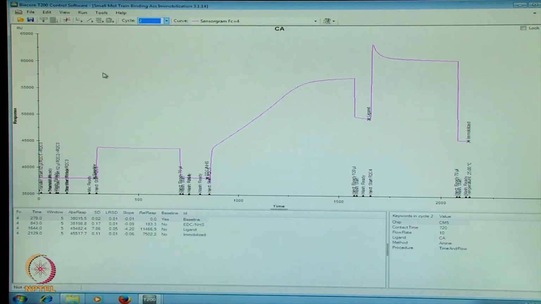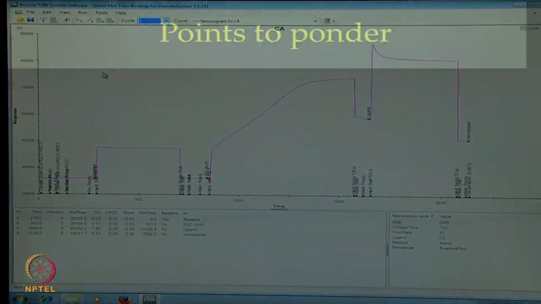With this, we are done with the immobilization of HSA, which is human serum albumin, and CA, carbonic anhydrase, on the surface of the chip, and the chip is ready to go for the binding experiment.